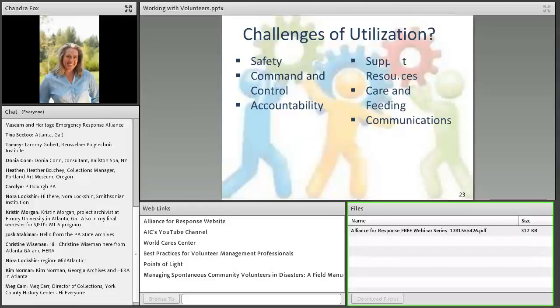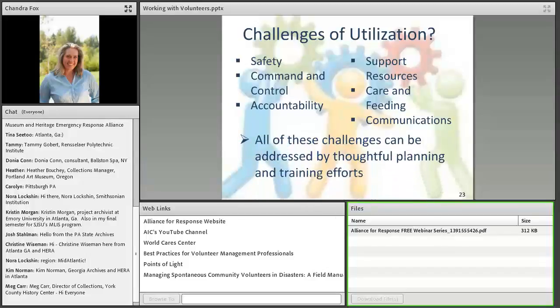Other challenges include, again, support resources, management, registration, all of those sorts of things. Care and feeding: they need to be fed, they need to be watered, they need to have a safe place to go on breaks, they need hygiene, all of those things. And then, of course, communications. How do you communicate with them? Do you have a set mode of communication? Do you have call trees? Do you have websites? Making sure that you have consistent communications with them really is key.